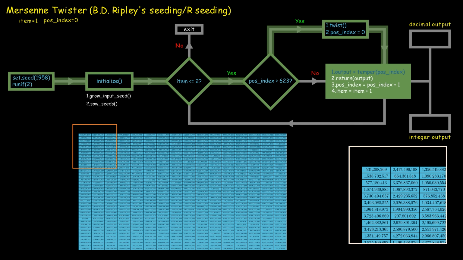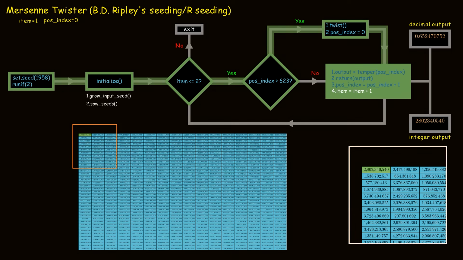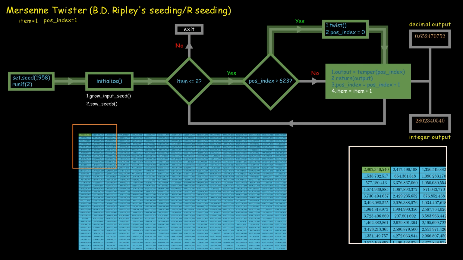We're ready to temper the first number. We will temper the number with an index position of 0, which is the first number in the grid. Once we're done, we're ready to return the first integer output. We then convert the integer output to an output in the unit interval, and we're ready to increment the POS index and increment item, and we're back on the road.